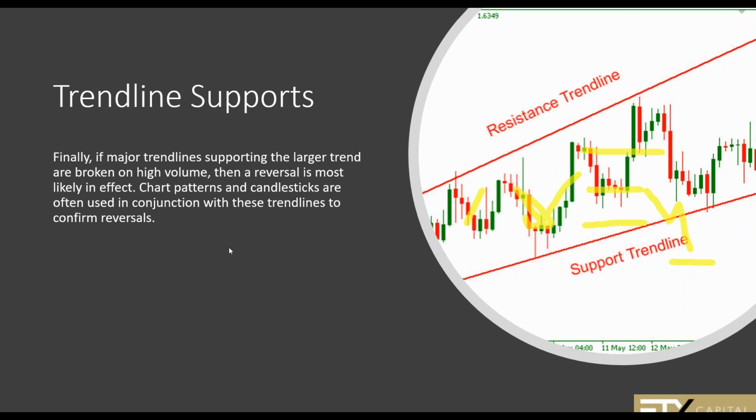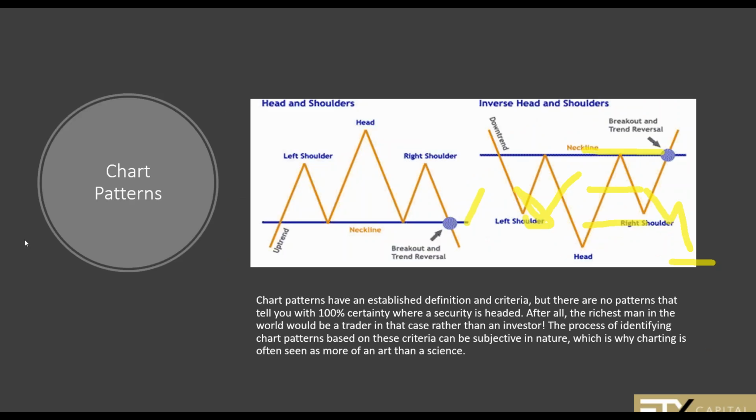Now, trend line support. Finally, if trend lines supporting a larger trend are broken on high volume, then a reversal is most likely in effect. Chart patterns and candlesticks are often used in conjunction with these trend lines to confirm reversals.